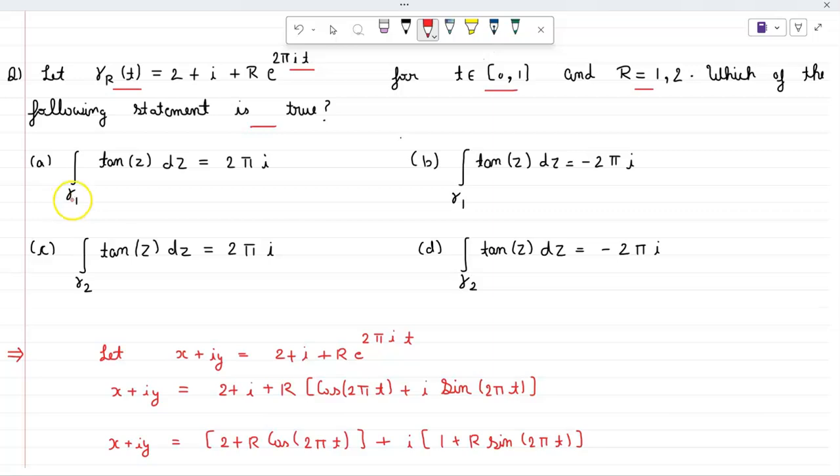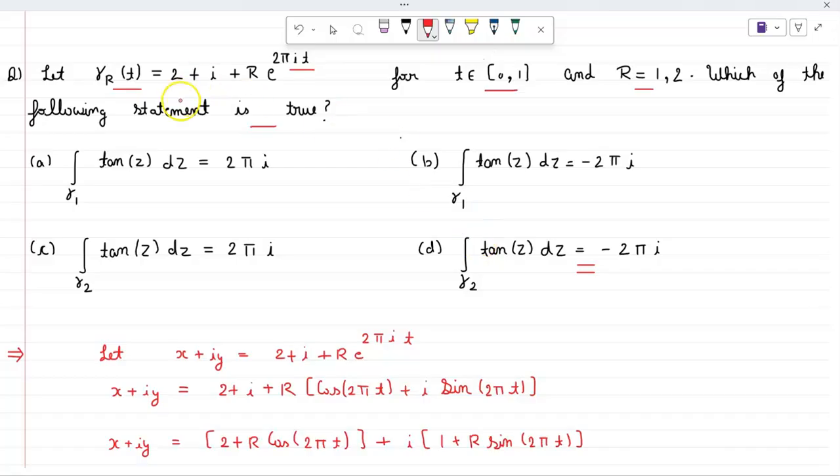So the first statement is the integration over gamma 1 of tan z dz equals 2 pi iota, and the integration over gamma 1 of tan z dz equals minus 2 pi iota, and the integration over gamma 2 of tan z dz equals 2 pi iota, and the integration over gamma 2 of tan z dz equals minus 2 pi iota. Okay, so here are the options.